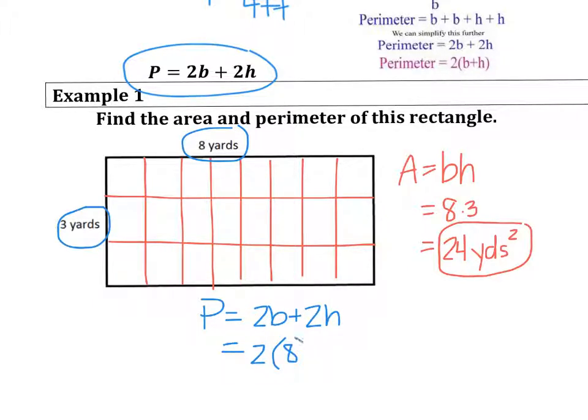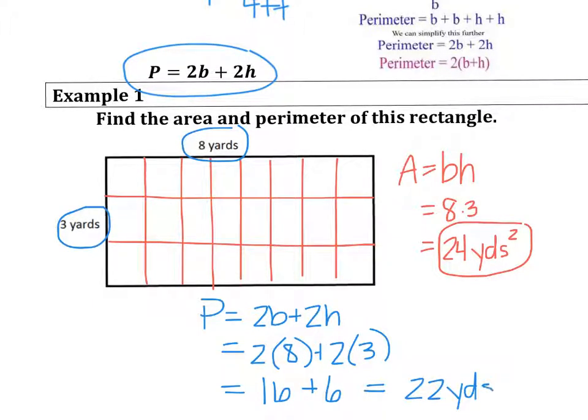2 times 8 plus 2 times 3. 2 times 8 is 16, plus 2 times 3 is 6. 16 plus 6 is 22 yards. We do not square perimeter because all you're finding is the length, or what the fence would be around the rectangle, around the shape.